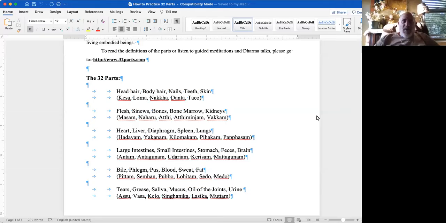Of liquid parts: tears, grease, saliva, mucus, oil of the joints, and urine. We're going to be practicing it forward and backwards. So we'll repeat this 5 times and go from there.